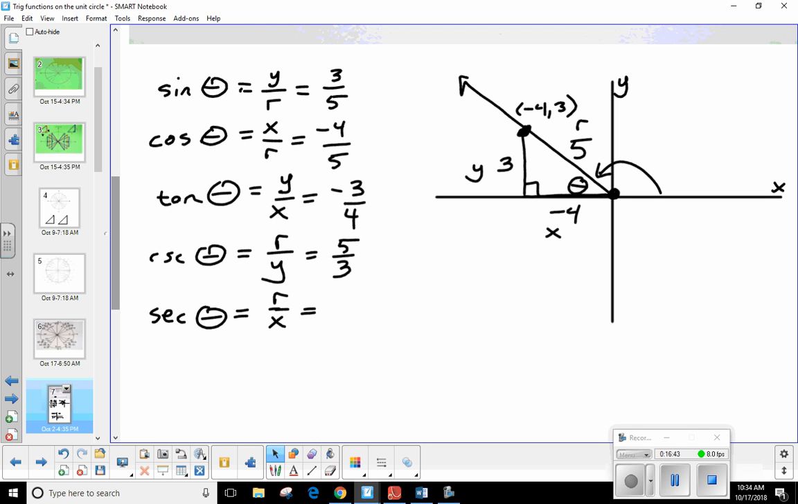-5/4. And we finish up, the reciprocal of tangent would be cotangent of theta. Well, we now know that's x over y. Okay, we're going to try to start moving away from adjacent over opposite. And what would that give me? -4/3. Whether you took the reciprocal of your tangent or looked back at your diagram. And that's it. That's all there is to it.